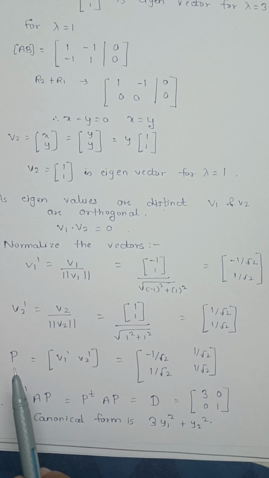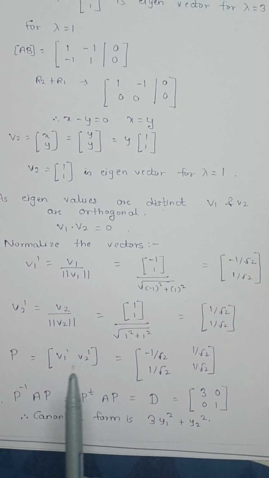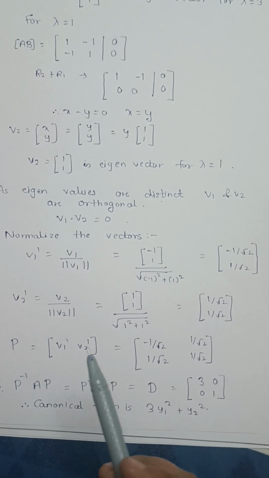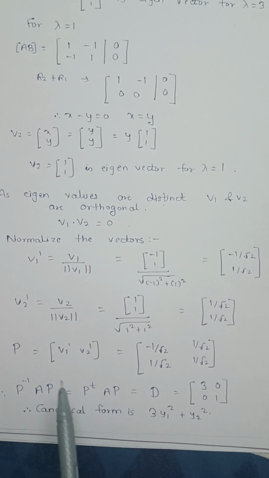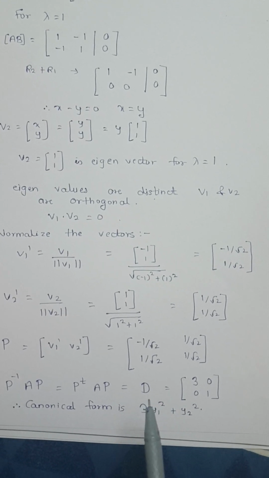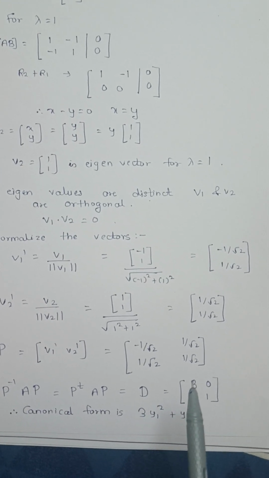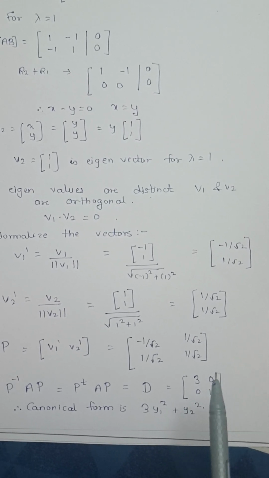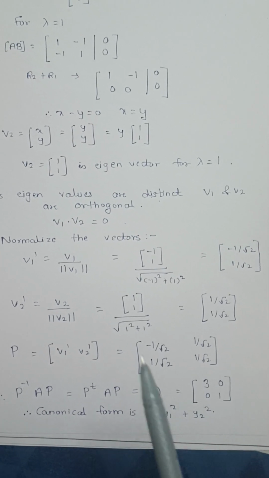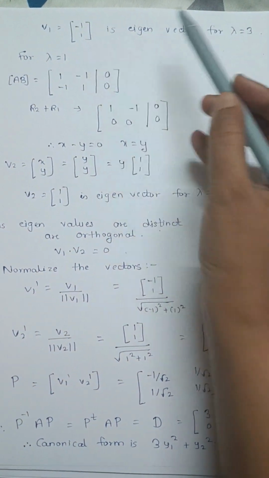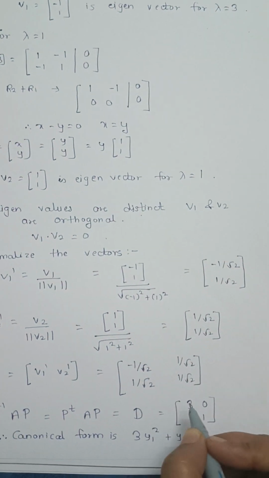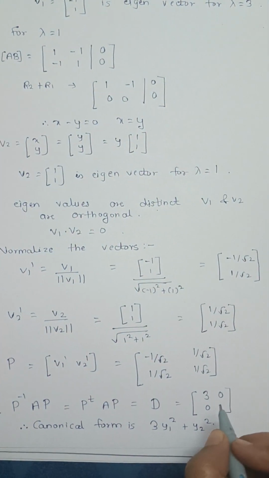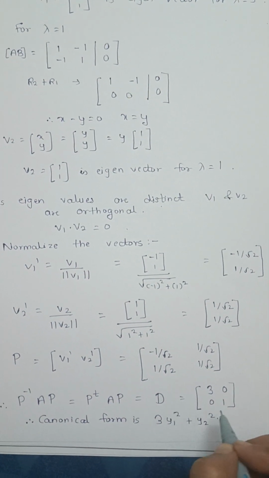Thus the required modal matrix P is the matrix V1 dash, V2 dash. These vectors are written in column form. This is your P matrix. Now you can find P inverse A P. P inverse A P will give you the diagonal matrix, and we know that the diagonal matrix in this case has the eigenvalues written on the principal diagonal and the rest of the elements are 0. The first vector was for lambda equal to 3, so place lambda equal to 3 at the first position. The second vector was for lambda equal to 1, so place lambda equal to 1 in the second position. This is the required diagonal matrix.